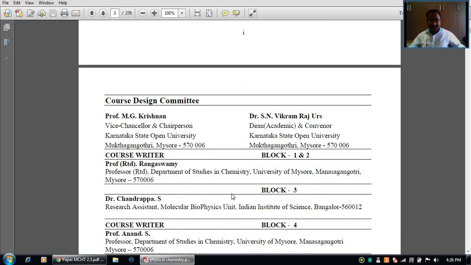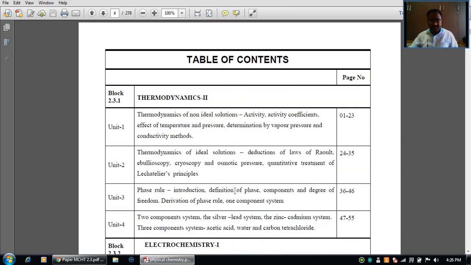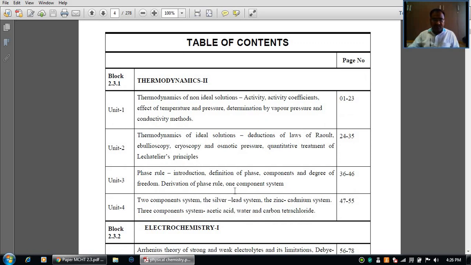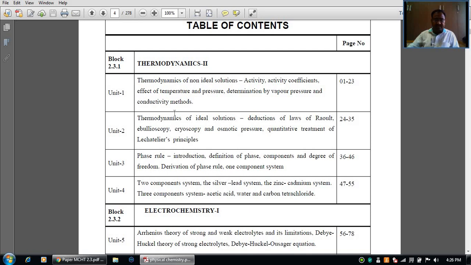In this physical chemistry part, there are totally four blocks, each block having four units. In each block we are giving equal weightage. Let us briefly go over that question paper.